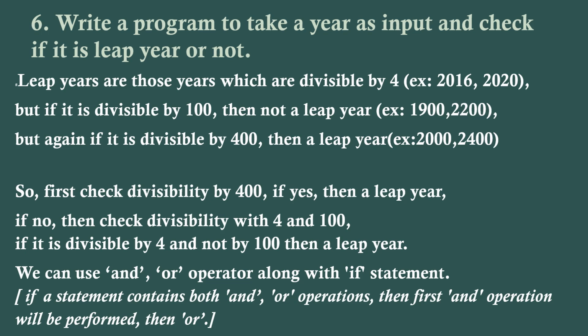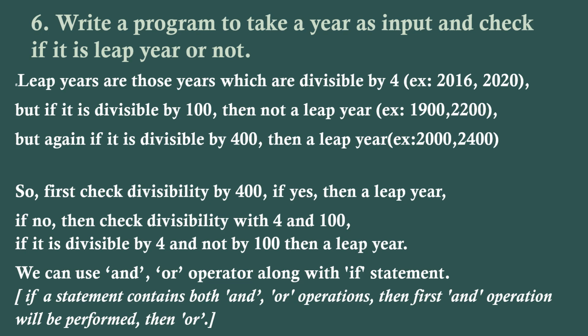But if it is completely divisible by 100, then it is not a leap year, even though it is divisible by 4. So that we have to consider. So years like 1900, 2200, that means ending with double zeros or completely divisible by 100, these years are not leap years. Then again we have to check if it is divisible by 400 or not. Then it is a leap year. Like 2000, 2400, all these are divisible by 400. So these are leap years.